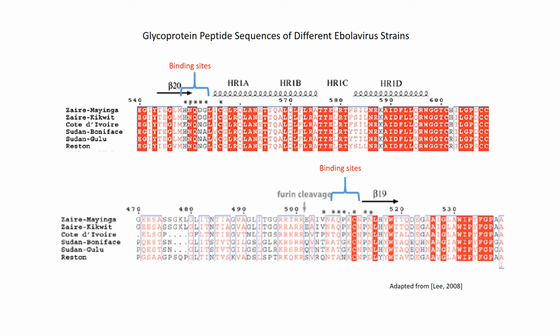This figure compares the glycoprotein peptide sequences of the Zaire, Côte d'Ivoire, Sudan, and Reston Ebolaviruses. The asterisks represent the areas of the protein that interact with the antibody. In these crucial areas, there are several different residues present in different species. These small structural differences make it hard for an antibody that recognizes one species to recognize another, meaning that vaccines that protect against one species may not protect against other species.